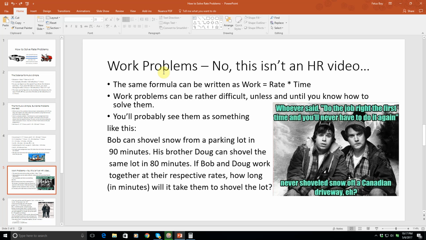If Bob and Doug work together at their respective rates, how long in minutes will it take them to shovel the lot?